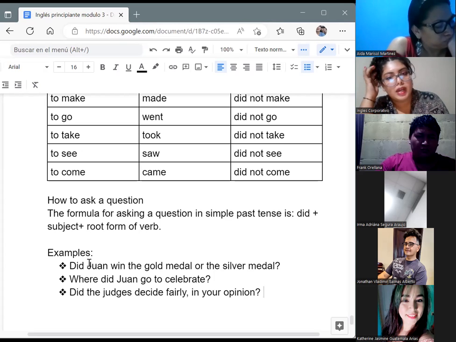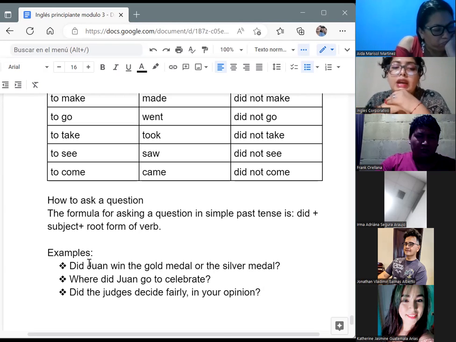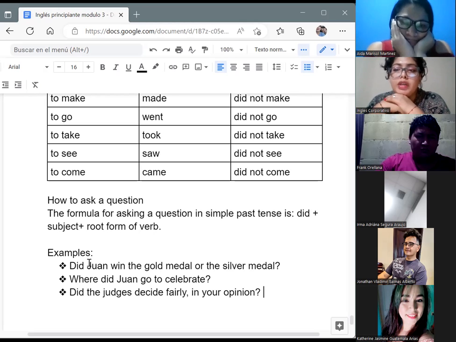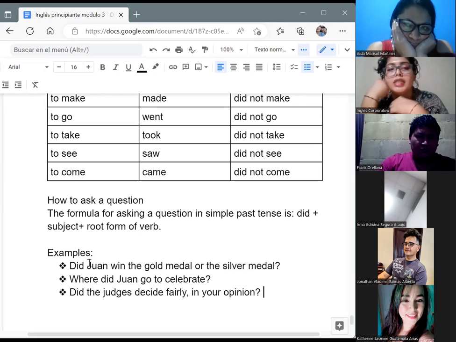So in this case, we have three different questions. And if you can see, we have two questions with did and one question with WH word. Tenemos dos preguntas con el auxiliar did, que es la estructura que estamos utilizando, pero también tenemos una pregunta con una WH word, que son estas palabras que utilizamos para hacer preguntas. ¿Se pueden utilizar en este contexto? Claro que sí. We can use questions with did and we can use questions with WH words.